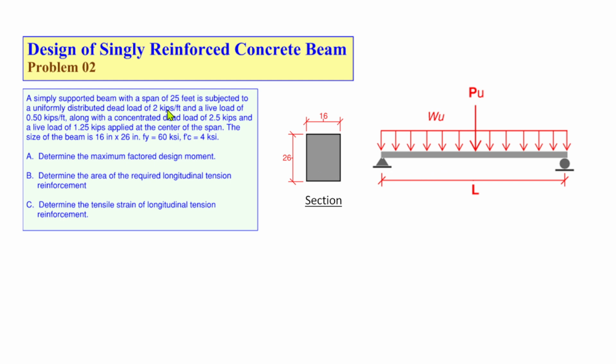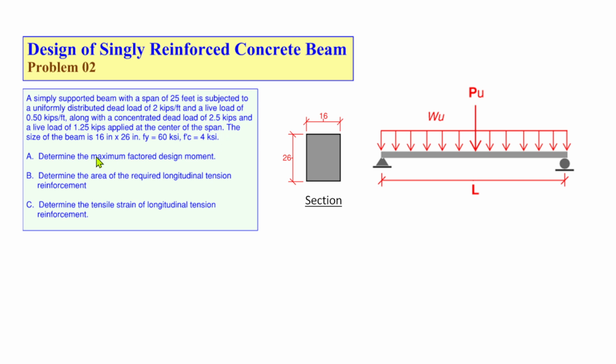load of 2 kPa per foot and a live load of 0.5 kPa per foot, along with a concentrated dead load of 2.5 kPa and a live load of 1.25 kPa applied at the center of the span, which is this one here. The size of the beam is 16 inches by 26 inches, and the yield strength of steel is given as 60 KSI. The strength of concrete is 40 KSI.